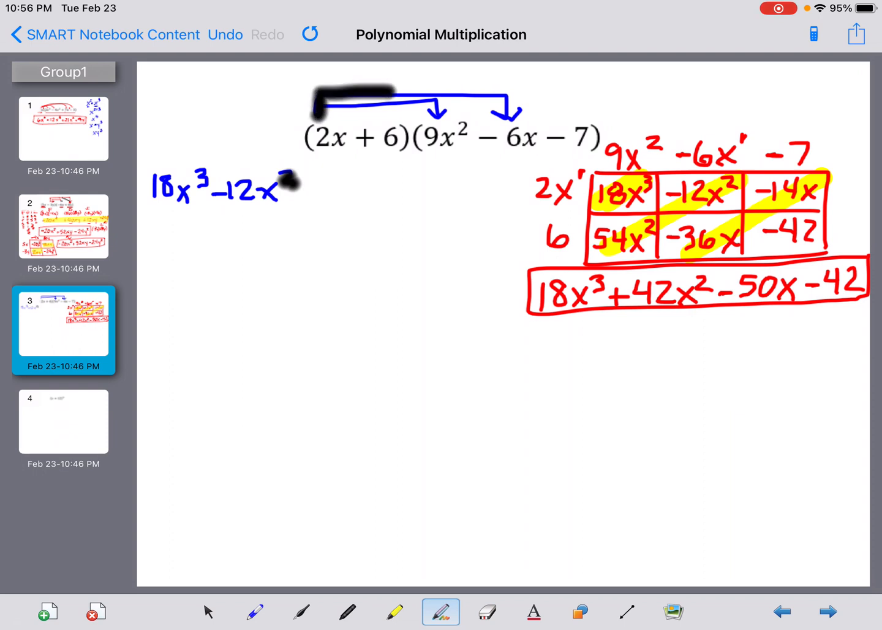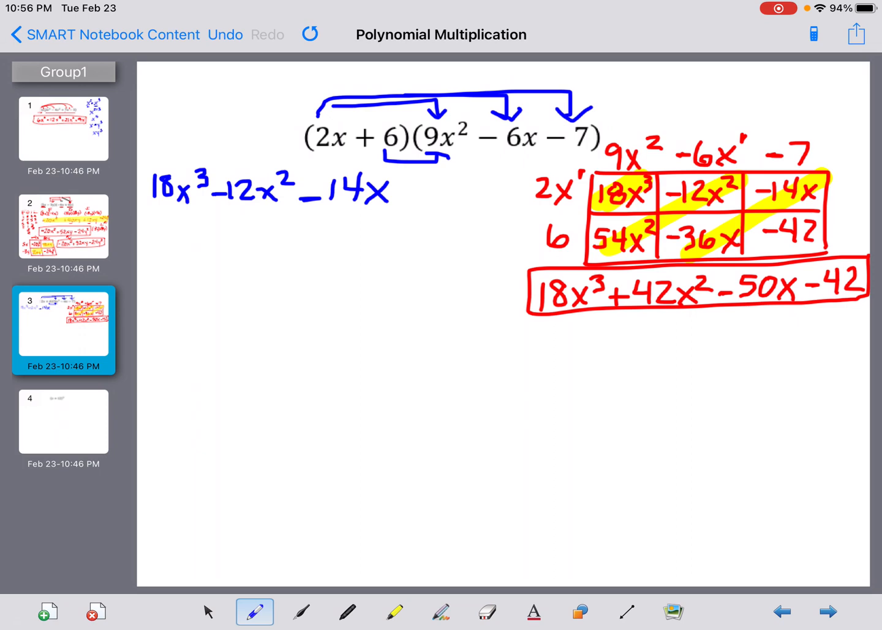And 2x, oops, bumped it again. Let me clean this up a bit. And here we are, 2x times negative 7 is negative 14x. So I've used the first term all the way through the second. So now I go to the second term, and I'm going to go to everything.